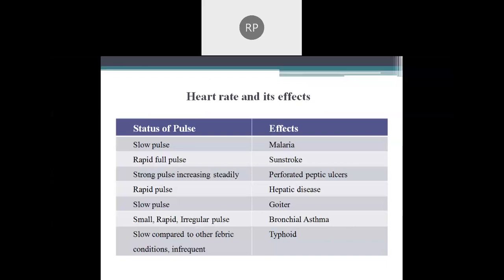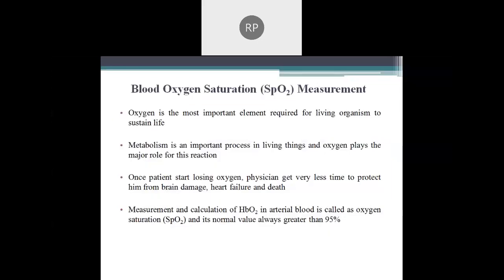Next. This table shows the heart rate and its effects. When a person has a slow pulse, it is because of malaria. A rapid full pulse causes sunstroke. A strong pulse increasing steadily indicates perforated peptic ulcers. A rapid pulse indicates hepatic diseases. A slow pulse indicates goiter. A small, rapid, irregular pulse indicates bronchial asthma. And a pulse that is slow compared to some other febrile condition indicates typhoid.